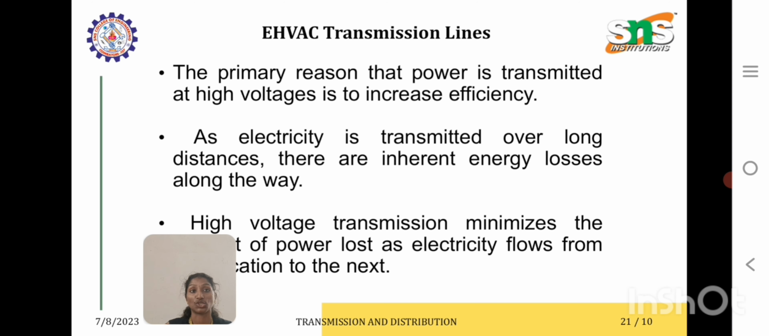Transmission. What is EHVAC? It is extra high voltage AC transmission lines. The primary reason that power is transmitted at high voltage is to increase the efficiency. This is the main reason why we go for high voltages. As electricity is transmitted over long distances, there will be energy losses along the way. Obviously, high voltage transmission minimizes the power loss as electricity flows from one location to the next.